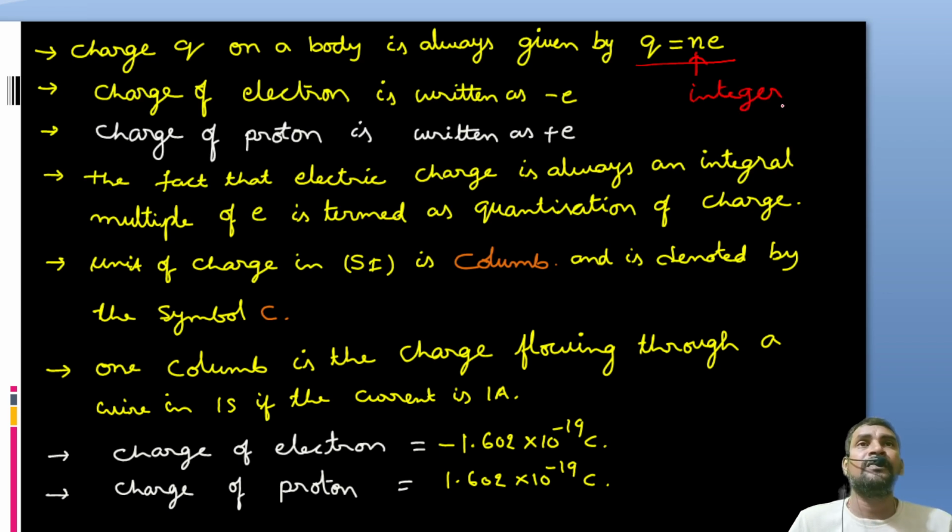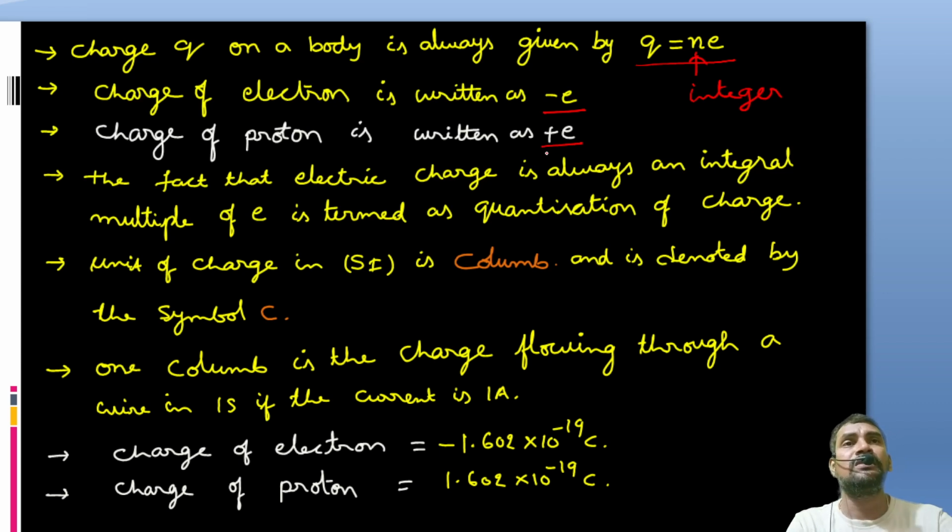Okay, so generally the charge of the electron will be written as minus e and the charge of the proton will be written as plus e. The fact that electric charge is always an integral multiple of e is termed as quantization of charge. Just now we have discussed that.